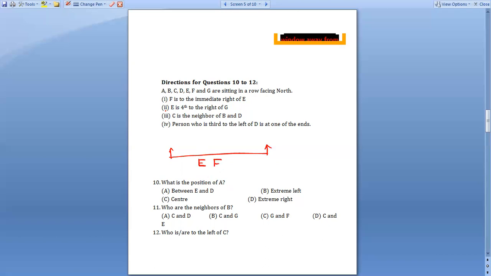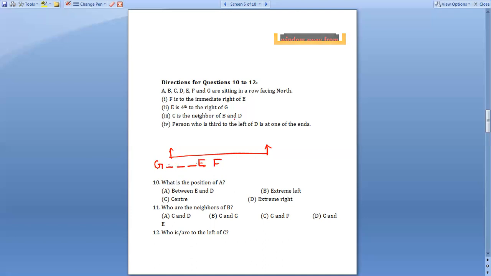Next, E is fourth to the right of G. Fourth to the right of G means there are 3 people between G and E. Point number 3, C is the neighbor of B and D. So I cannot fix CBD here. If I fix CBD here, then how can I fill these 3 positions? So obviously I have to locate CBD here in these 3 places.